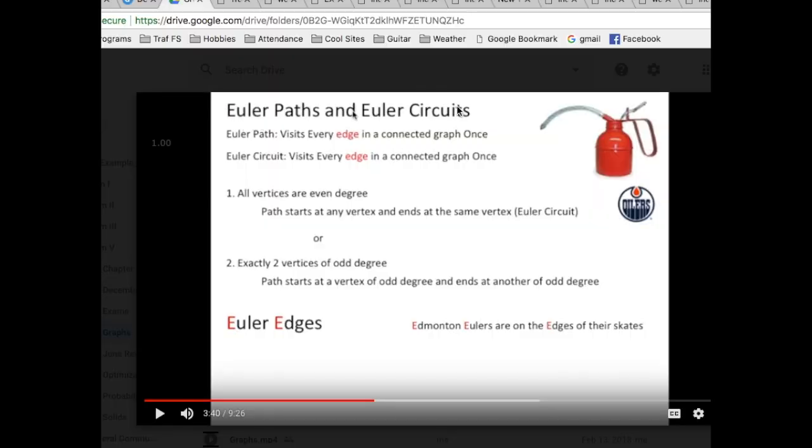Remember the Euler paths and Euler circuits? All vertices are of an even degree, and the path starts at any vertex and ends at the same vertex. That's an Euler circuit. Or we can have exactly 2 vertices with an odd degree, and the path starts at a vertex of odd degree and ends at the other vertex with an odd degree. And remember, Euler is all about the edges. So that's what we're doing here.